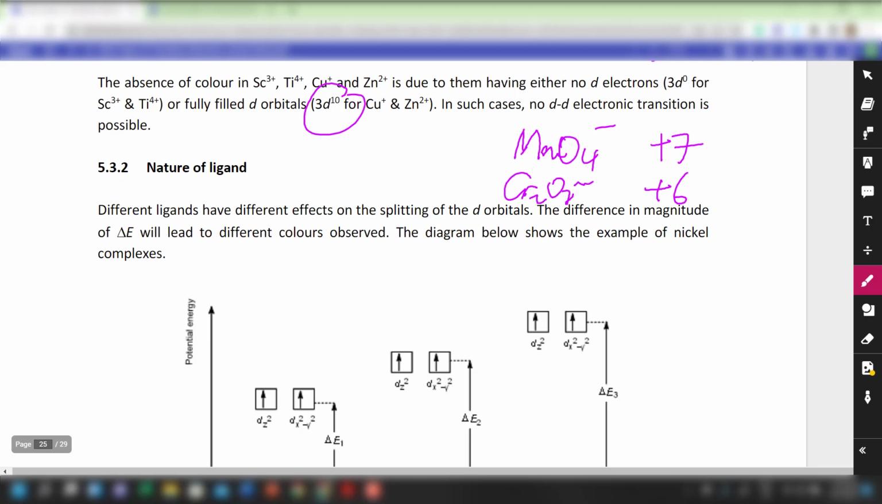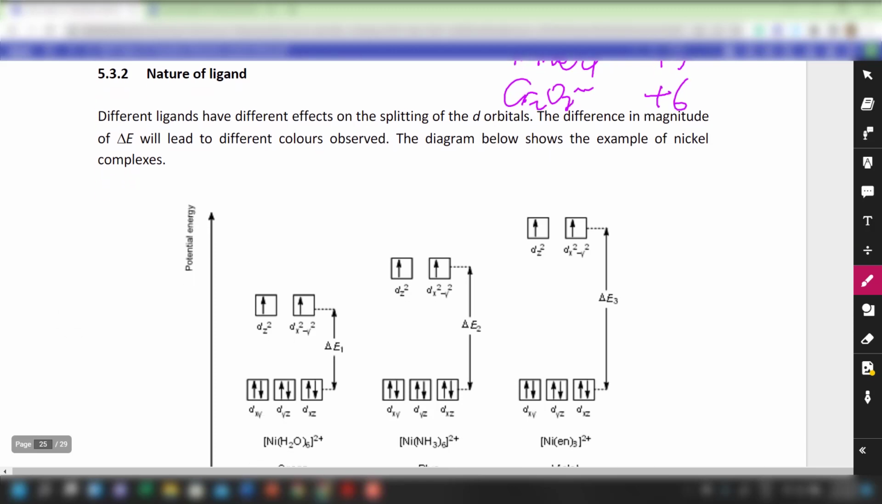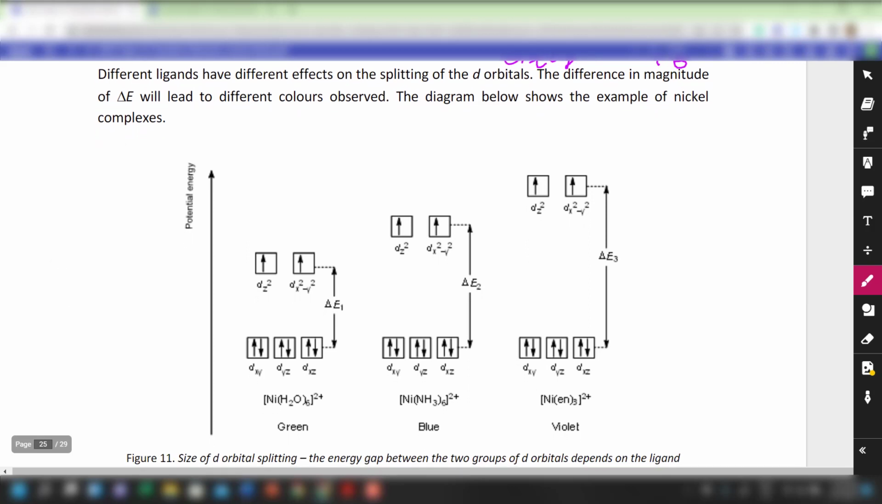Usually charge transfer gives rise to very brightly colored complexes, but it is not in the syllabus, so you don't really need to worry about it. The nature of the ligand will affect the energy gap as well. For example, for the hexaaqua nickel(II) complex, the gap will widen if I substitute water with ammonia ligands, and it will widen further if I substitute with ethane diamine ligand. Ethane diamine looks like this, H2N, then CH2, then NH2. So with ethane diamine, the energy gap will widen.